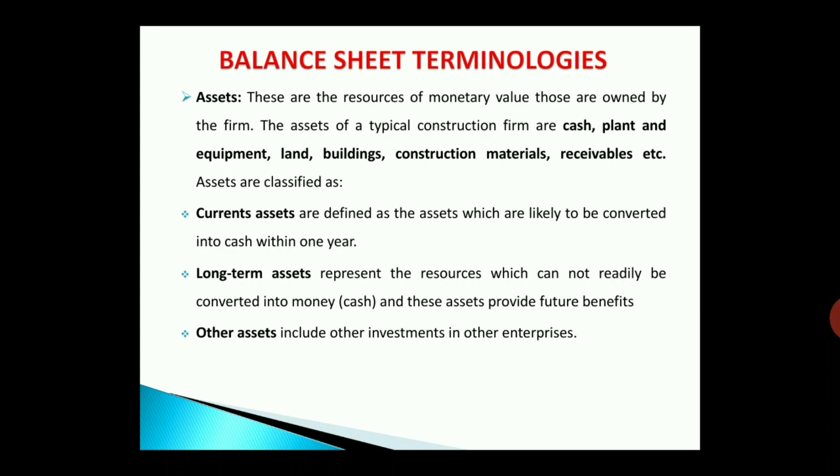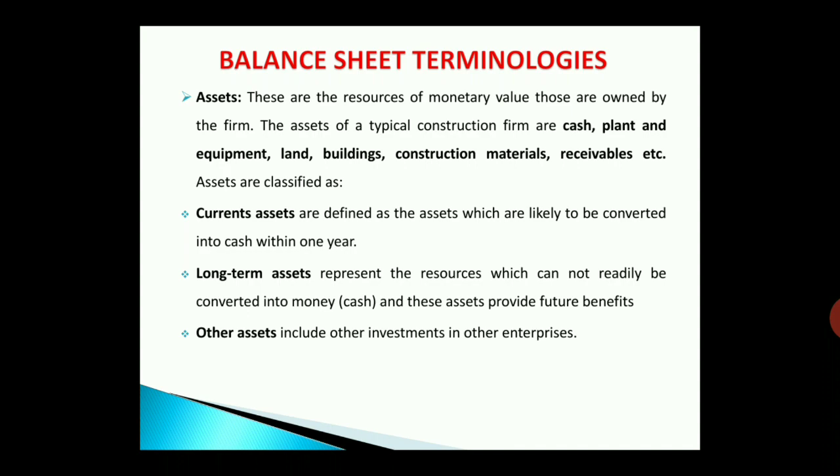Say you have a bungalow, you have constructed a bungalow, okay, and you are staying there in that bungalow. So that becomes your long-term asset. You have set up a big plant, okay, you have set up a big RMC plant. That becomes your long-term asset. So understand this difference between current assets and long-term assets. Then third one is other assets, which includes investments in other enterprises. Okay, so other assets can be your investments in the form of shares or mutual funds, etc., which are your other assets. So you have three types of assets: current assets, long-term assets and other assets.